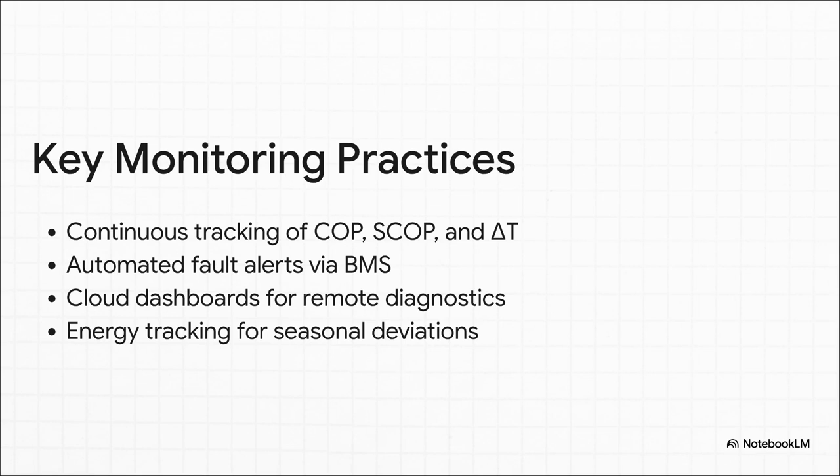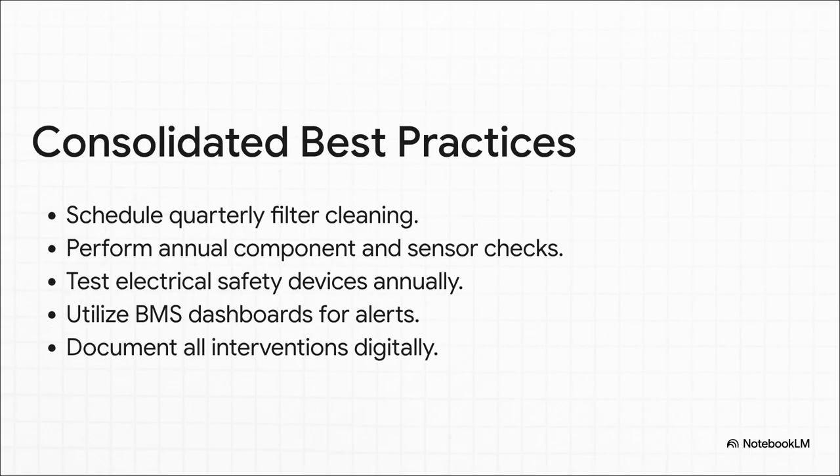Energy performance tracking helps identify seasonal deviations, while thermal imaging helps diagnose distribution issues. Digital documentation creates a valuable historical record for the system. To summarize, best practices consolidate both maintenance and monitoring. Maintenance includes scheduled quarterly filter cleaning and annual checks of components, sensors, and safety devices. Monitoring involves using BMS dashboards for automated alerts and remote diagnostics. All interventions should be documented digitally to build a comprehensive maintenance history.